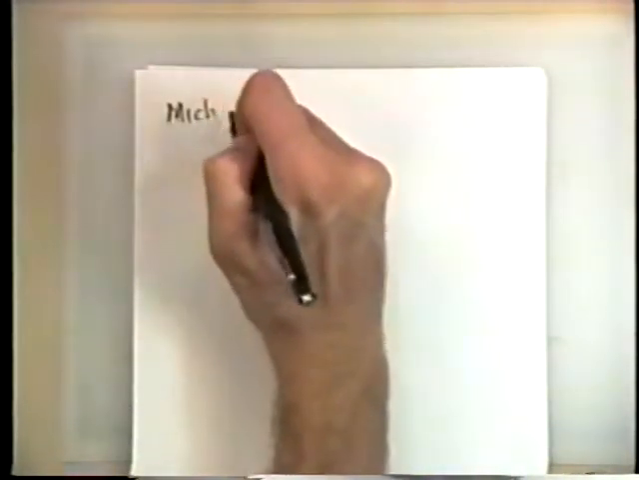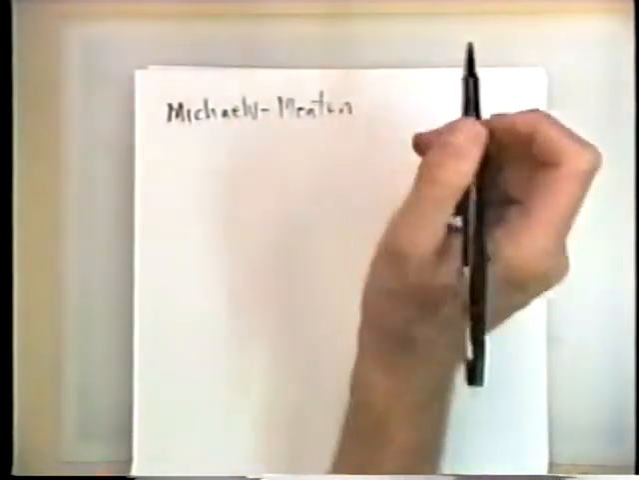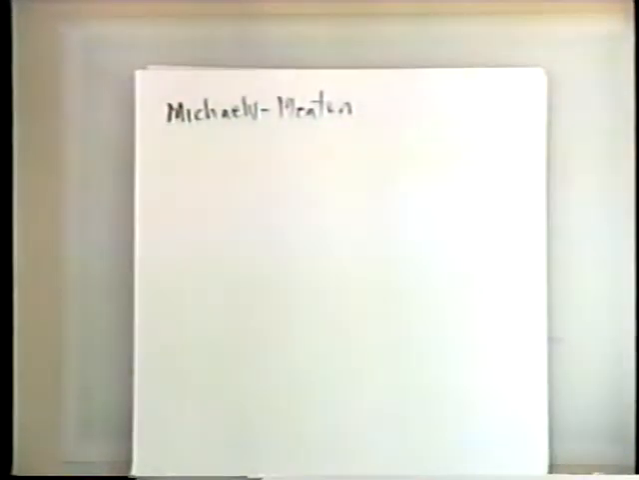So let's see if I can spell it something like this. Is that close? Michaelis looks wrong. How do you spell Michaelis? Looks close? Okay.